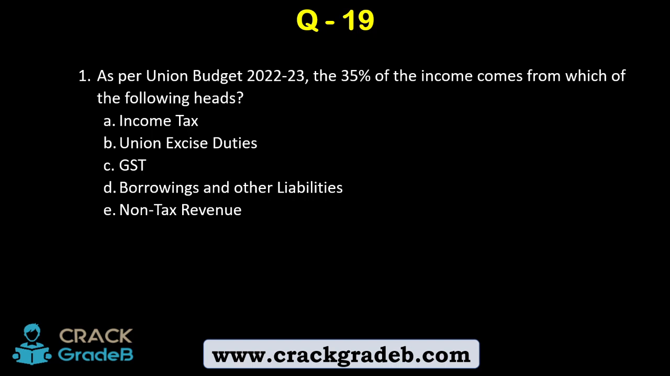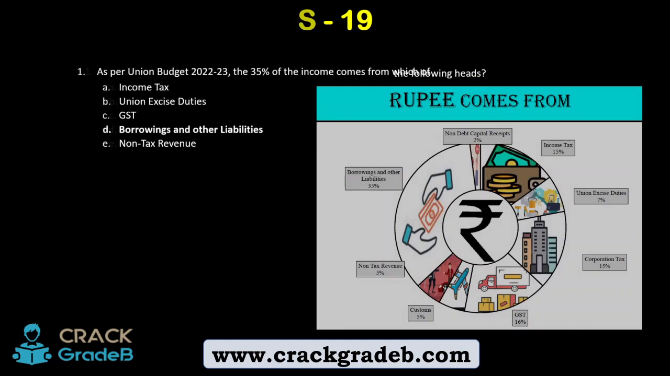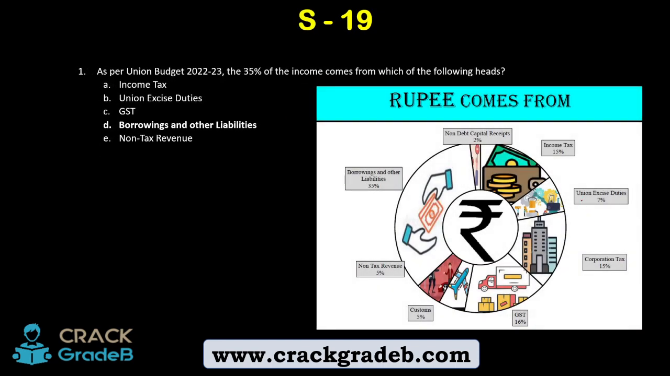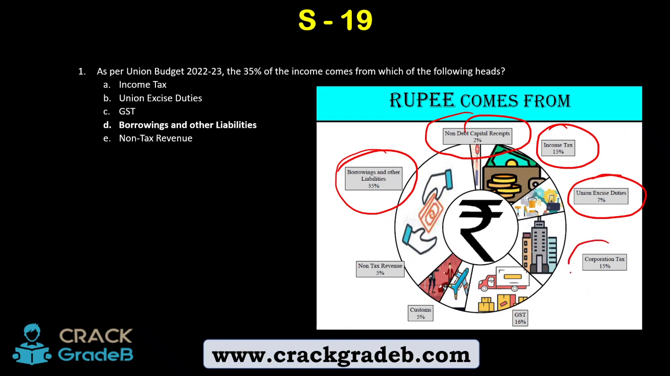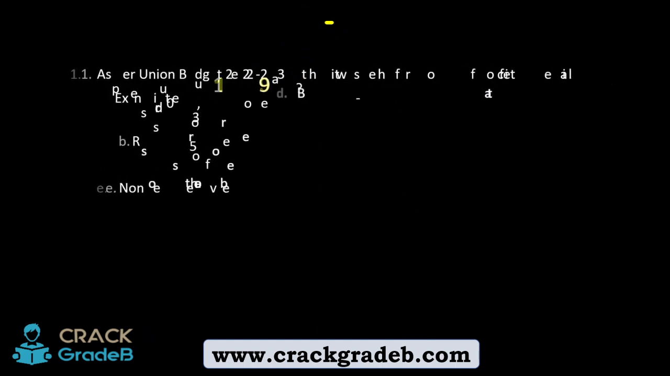As per the budget, 35% of the income comes from which of the following heads? Income tax, union excise duty, GST, borrowings and other liabilities, non-tax revenue. Let's quickly see the answer. The answer is from the 'rupee comes from' chart. What was this 35%? It means borrowings and other liabilities. Look, non-debt capital receipts 2%, income tax 15%, union excise duty 7.5%, corporation tax 15%, GST 16%, customs duty 5%, non-tax revenue 5%, right? So this is where the rupee comes from. Let's move to the next question.